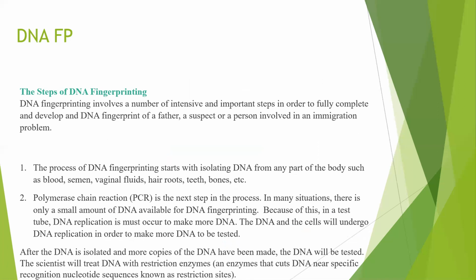Next step, polymerase chain reaction, PCR, is the next step in the process. In many situations, there is only a small amount of DNA available for DNA fingerprinting. Because of this, DNA replication must occur in a test tube to make more DNA. The DNA in the cells will undergo replication in order to make more DNA to be tested.